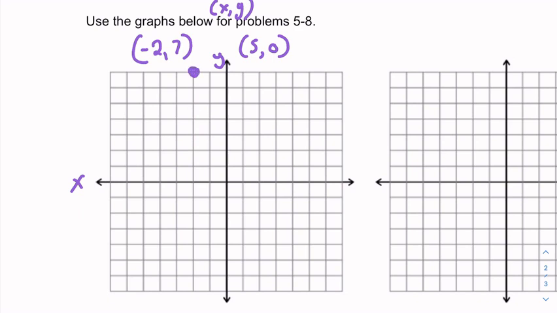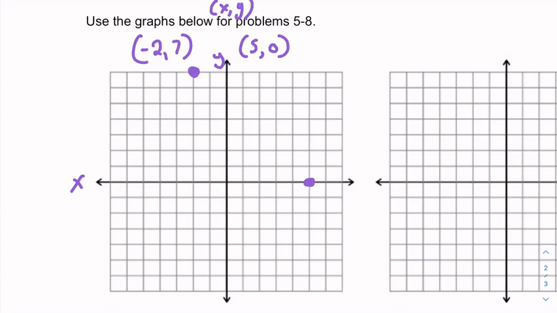Graphing the second point, 5, 0: I'm going to start at 0 and go 5 spaces to the positive x value, and then my y value is 0, so I'm not going to go up or down. I'm going to put a point right there. Okay, so these are our 2 points.